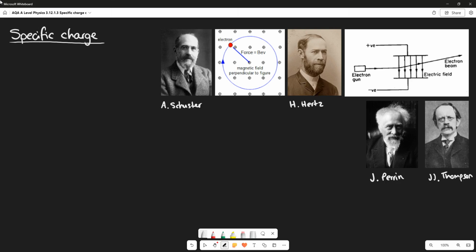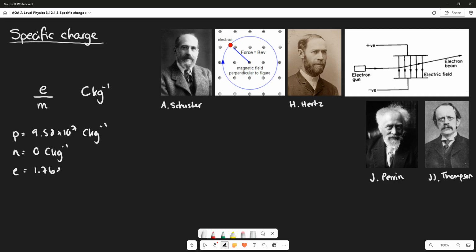Welcome to specific charge. Specific charge is the ratio of the charge to the mass of a particle. It's measured in the units coulombs per kilogram. For a proton, this value is 9.58 times 10 to the power of 7. A neutron, which hasn't got any charge, has a value of 0. And for an electron, this value has a magnitude of 1.76 times 10 to the power of 11, which is significantly larger than that for the proton.